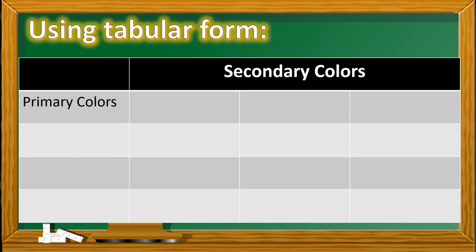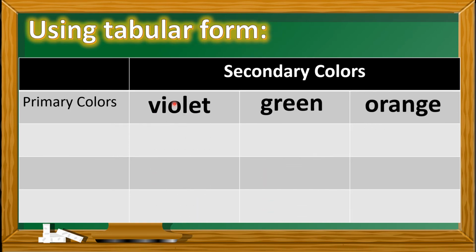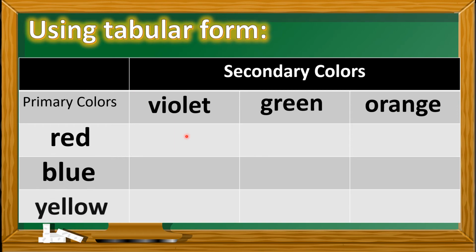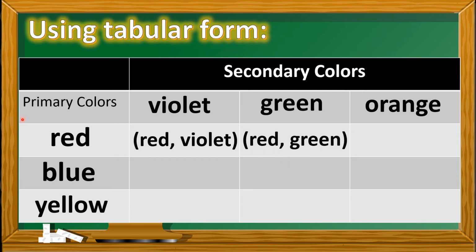So again, for the first column, we're going to use primary colors here. And for the second column, we have secondary colors. So for the secondary colors, again, we have violet, green, and orange. For the primary colors, we have red, blue, and yellow. Now, combining the two, so first part, we have red and then violet. So therefore, we have red, violet. Next, red and then green. So therefore, we have red, green. Next is red and then orange. So we have red, orange.